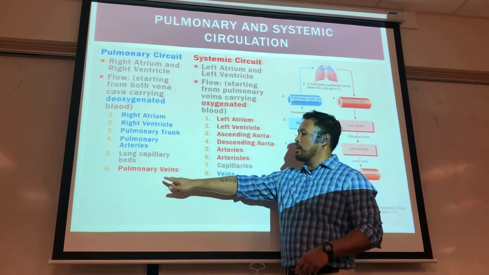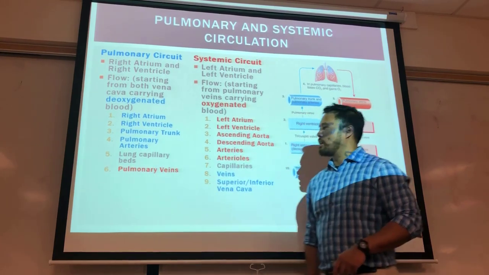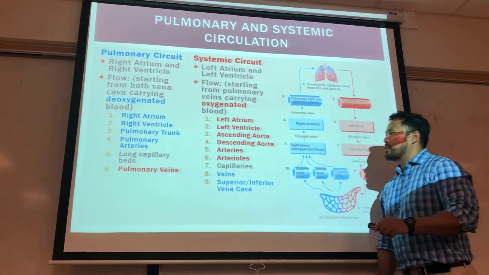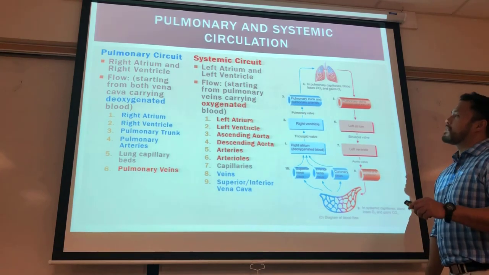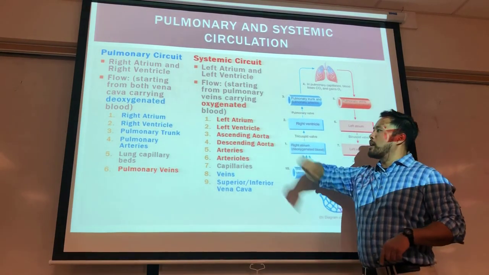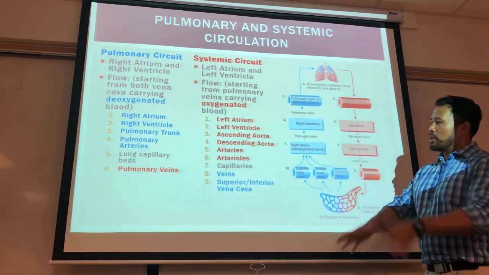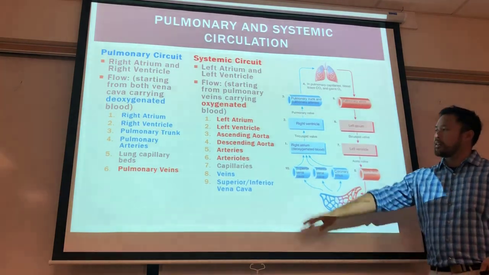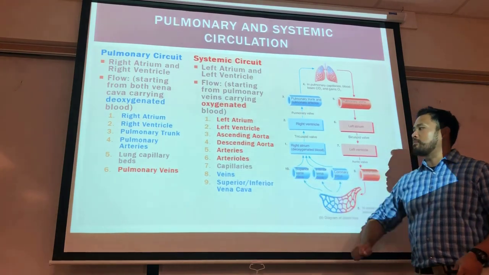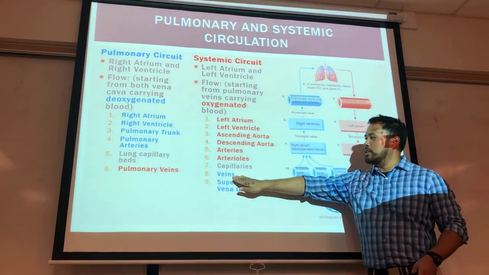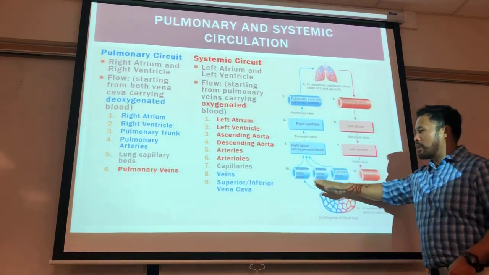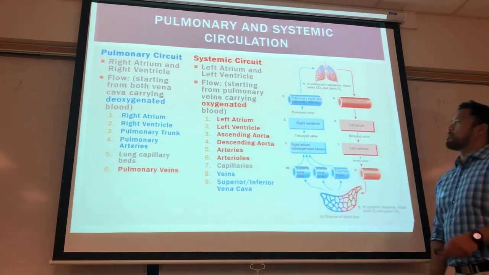Pulmonary veins are going to be delivering freshly oxygenated blood from the lungs back to the heart, where it's going to dump back into the left atrium, left atrium to left ventricle, over to the ascending aorta, down to the descending aorta, splitting off from arteries, arterioles to capillaries. This is going to be internal respiration that's going to take place. And then we're going to be able to see the veins coming back to the vena cava and starting back over at the right atrium.